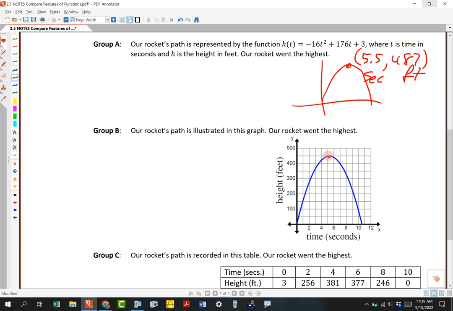And I would say maybe just a little bit less than 450-ish. Yeah, so this is scaled every 100, but it's marked every 50. So that would be 450. So we're going to take a guess, maybe 5.2 seconds and maybe 450 feet. Again, seconds here. They did label their axes, so we're in good shape there.